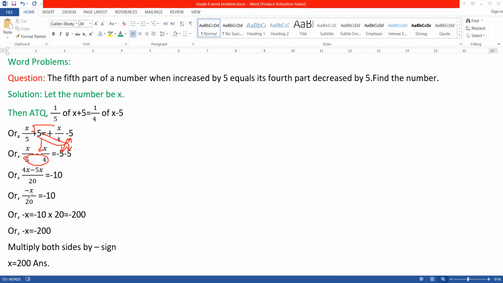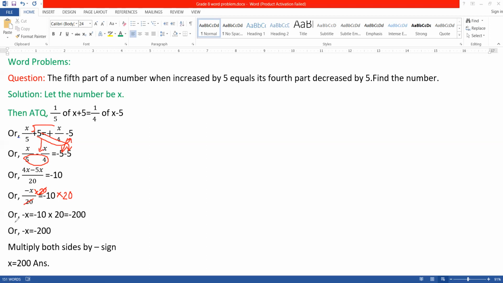Now we do cross multiplication. You can also think of it like multiplying both sides by 20. Here also multiplying by 20, and here also multiplying by 20. So the 20s cancel, and finally it looks like minus x equals minus 10 into 20, that is minus 200. So minus x equals minus 200.